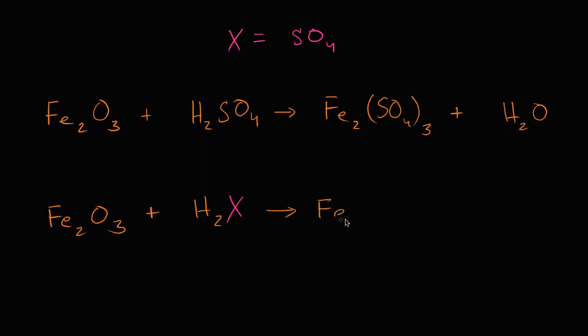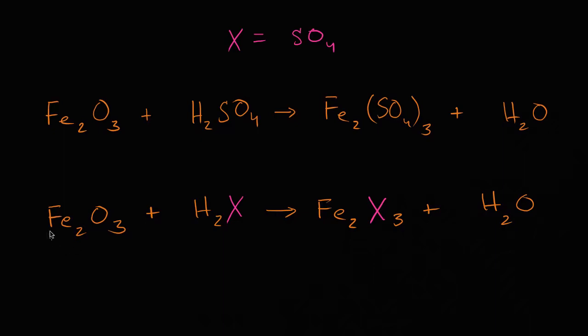ferric sulfate. It has 3 sulfate groups. So X is a sulfate group, and it's going to have 3 of them. Ferric sulfate plus molecular water. And so now, even though X represents an entire group, let's treat it like an element. And let's make sure we have the same number of X's, or the same number of sulfate groups, on both sides. So let's balance this chemical equation.